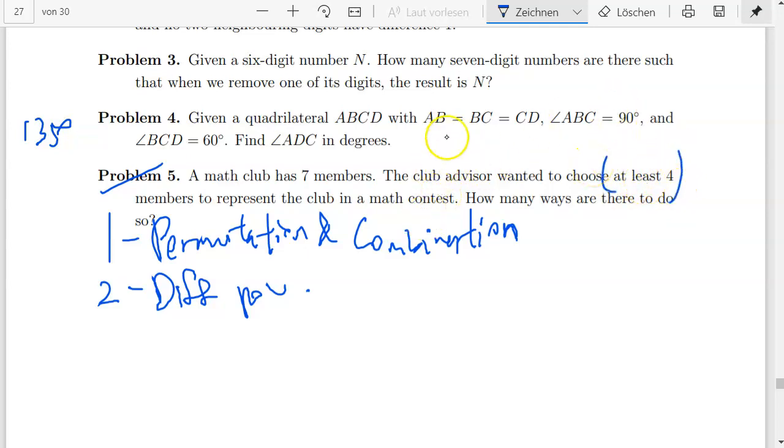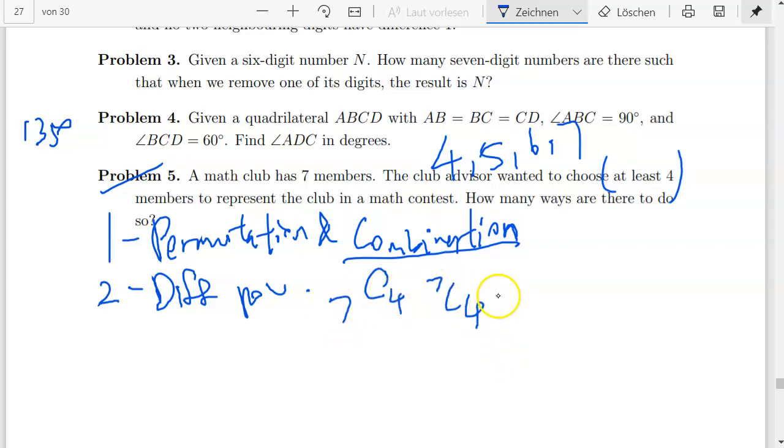Okay, so using permutation and combination, the club advisor wanted to choose at least 4 members to represent the club. So he could choose 4, he could choose 5, he could choose 6, he could choose 7. So using this very classic combination way, what we'll do is we'll write 7C4 plus 7C5 plus 7C6 plus 7C7. If you think this is actually a very strange bunch of numbers, do not fret because I'll use another way of thinking later.